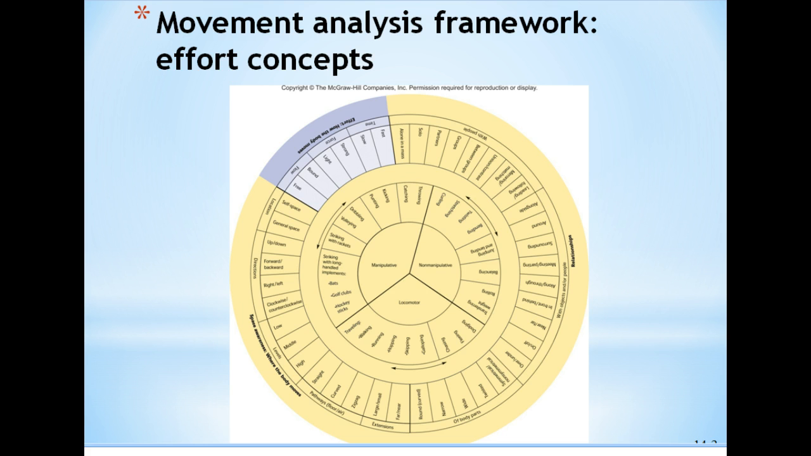And the third ring just on the inside of that looks like little pie pieces, and defines the components. In other words, time is defined by fast or slow, force by strong or light, and flow by bound or free. And those define the different components of effort. Again, for effort, a lot of it is contrasting between those two different things for each component.